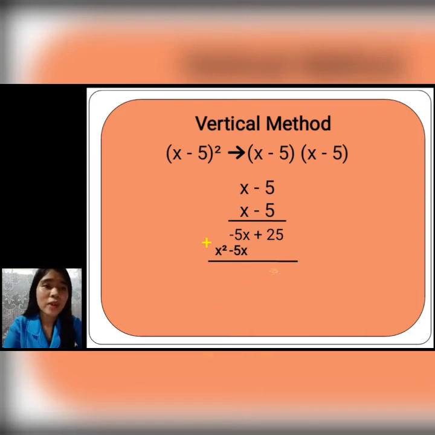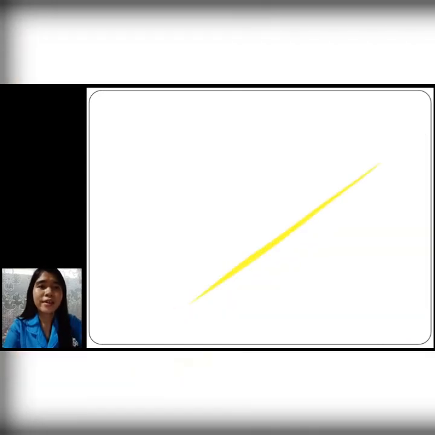So just bring down positive 25. Then we will add negative 5 to negative 5, which is equal to negative 10. Then just copy the variable x. Then now bring down the x squared. So the final answer will be x squared minus 10x plus 25.